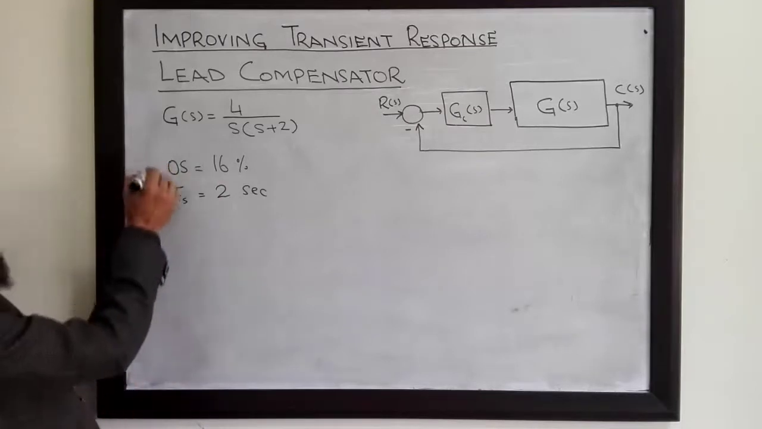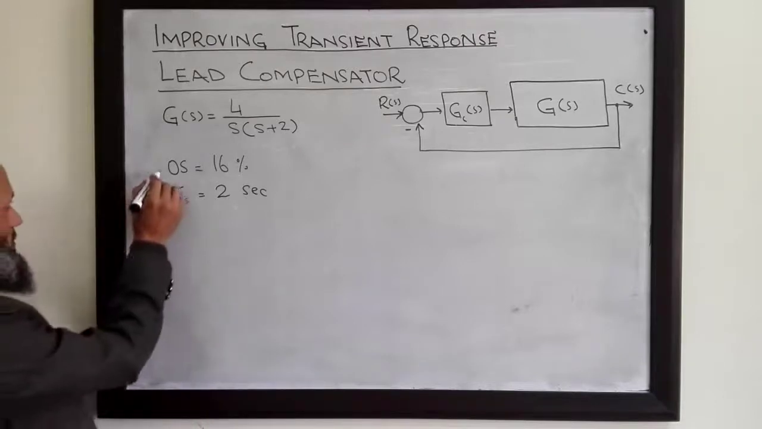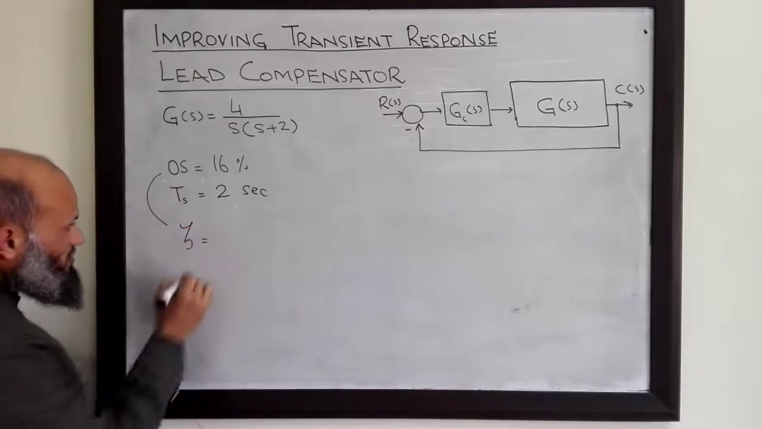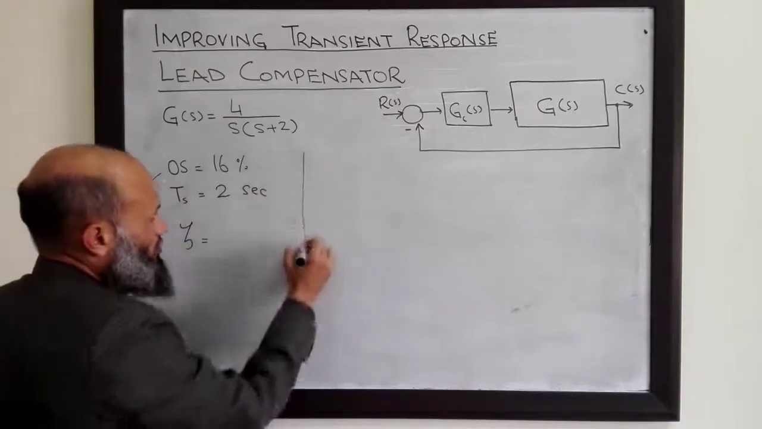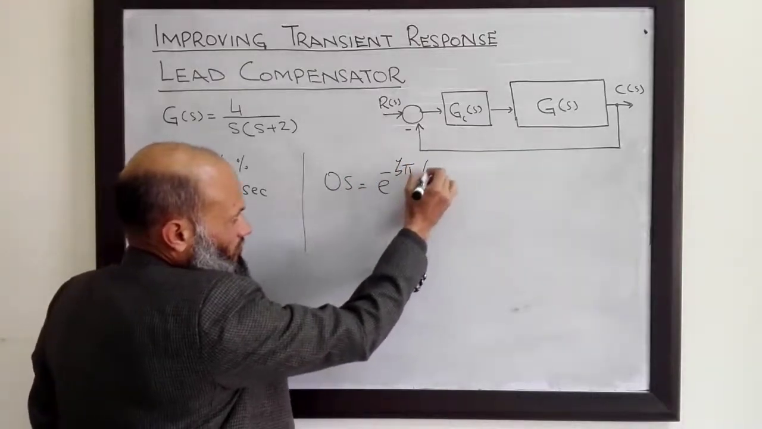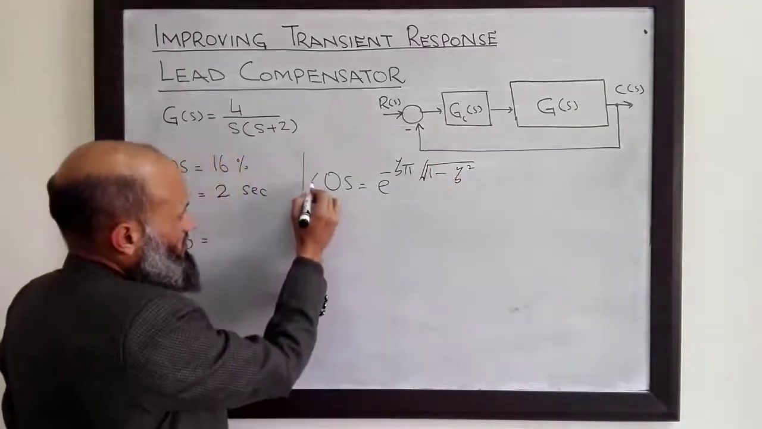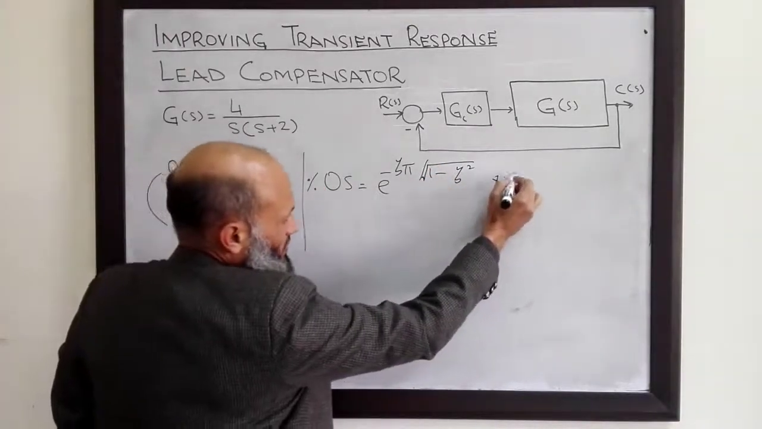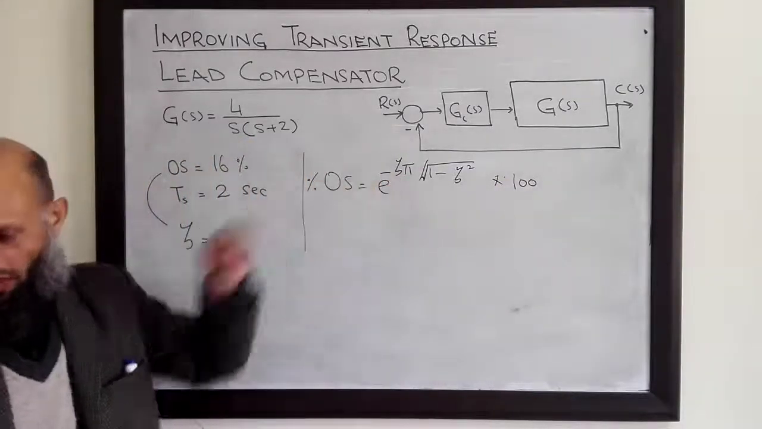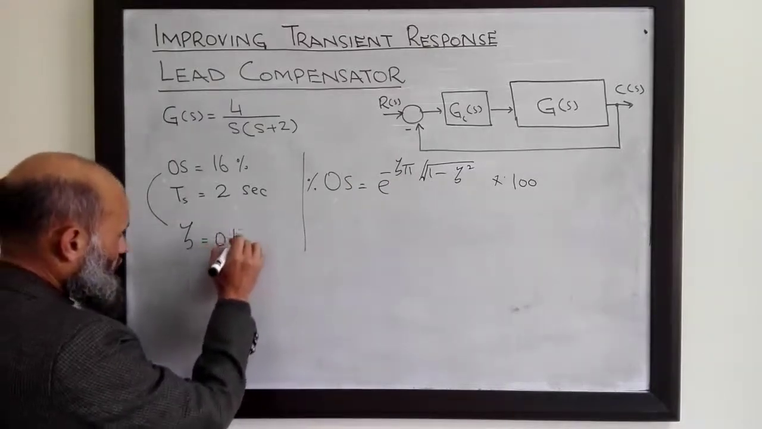From these design requirements, we find the location of desired closed loop poles. So from overshoot requirement, zeta can be easily computed. You remember that overshoot is equal to e raised to the power minus zeta pi over square root of 1 minus zeta square, and for percent overshoot we multiply it by 100. From this requirement, overshoot is given and we can easily compute zeta. This comes out to be equal to 0.5.